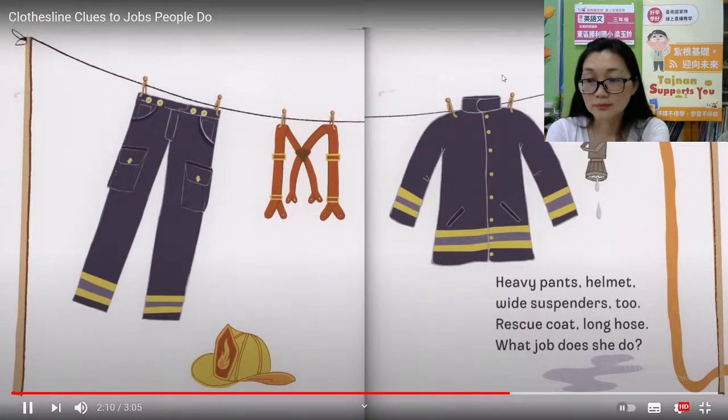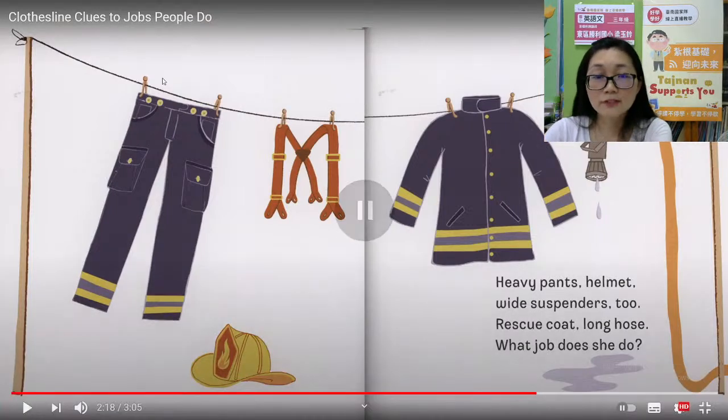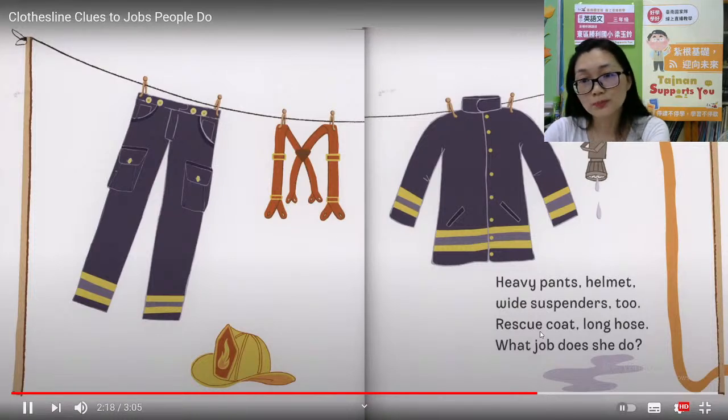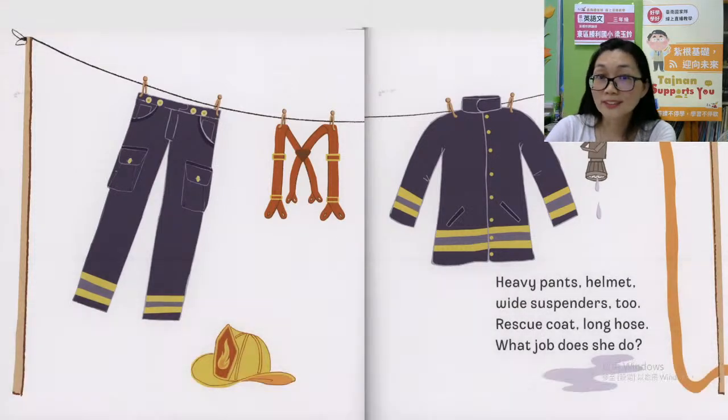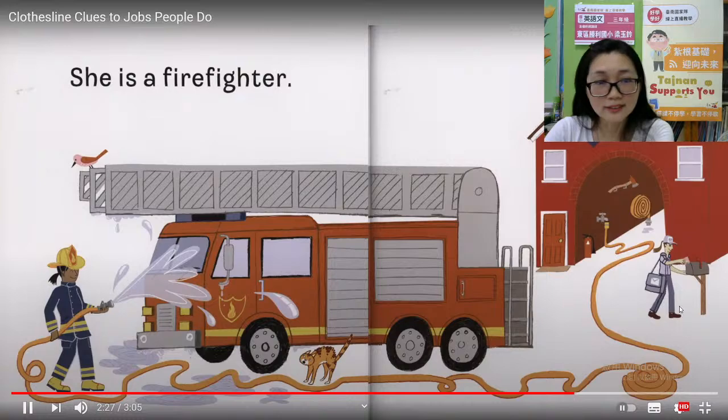Heavy pants, helmet, wide suspenders too. Rescue coat, long hose. What job does she do? Heavy pants. Okay, these are heavy pants. Helmet, wide suspenders. These are suspenders. Rescue coat, long hose on the right. So what job does she do? Do you have the answer? She is a firefighter. A firefighter. And then, wow, the mail carrier here again.